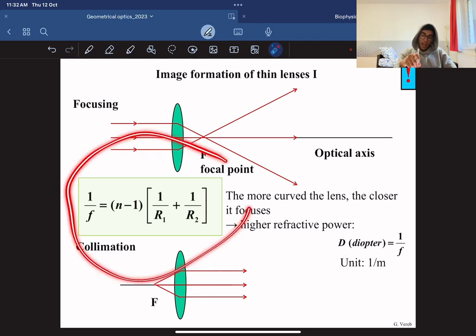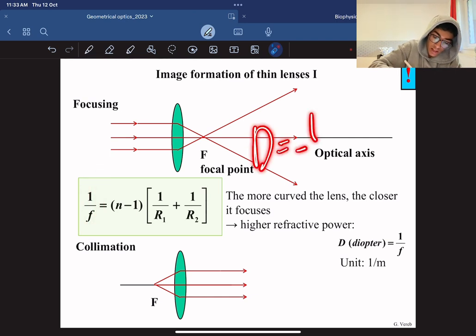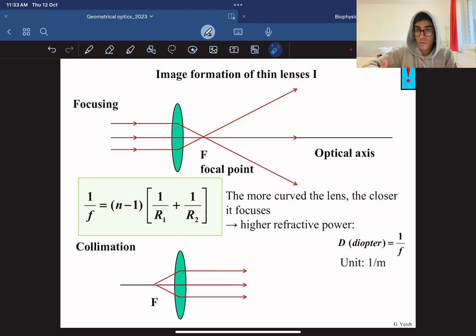1 by f, f being the focal length, is equal to (n minus 1) times (1 by R1 minus 1 by R2). What is this? All these values I'm going to explain right now. 1 by f gives us nothing but the power. The power D is equal to 1 by f. Right here, the dioptre is equal to 1 by f. What is this power I'm talking about?